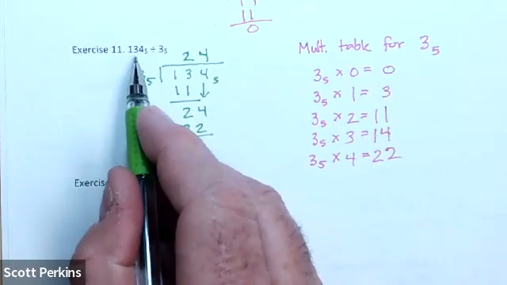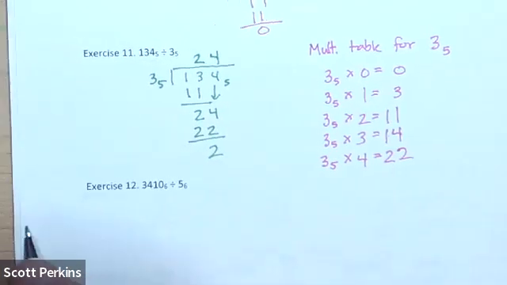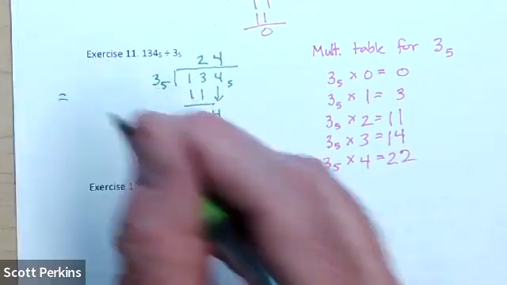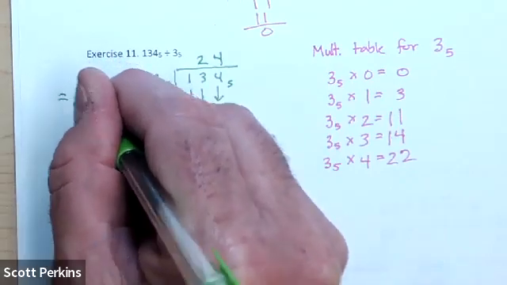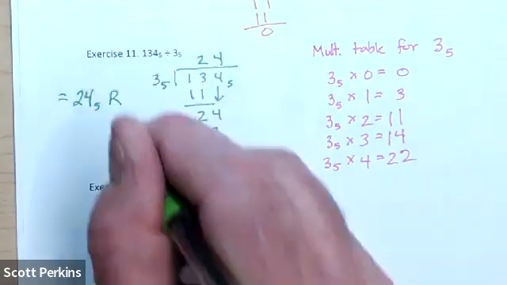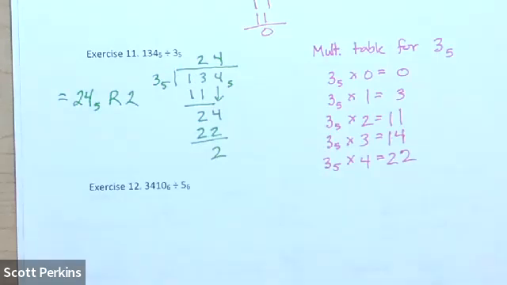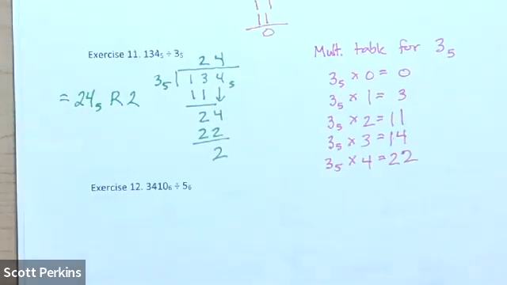What is 134 base 5 divided by 3 base 5? Well, that is going to be equal to 2, 4 base 5, and then I'm going to write an R for remainder, 2. We're not using any sort of decimal point or anything like that. We're not going to be advanced enough to represent things fractionally in this class.